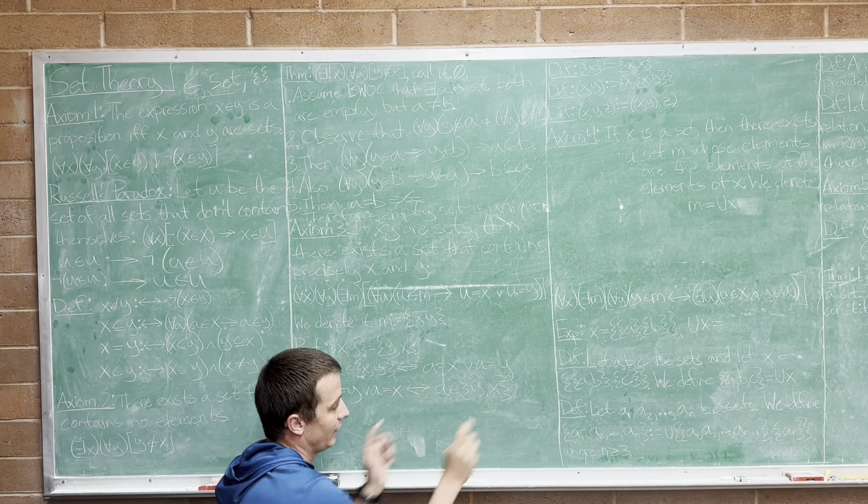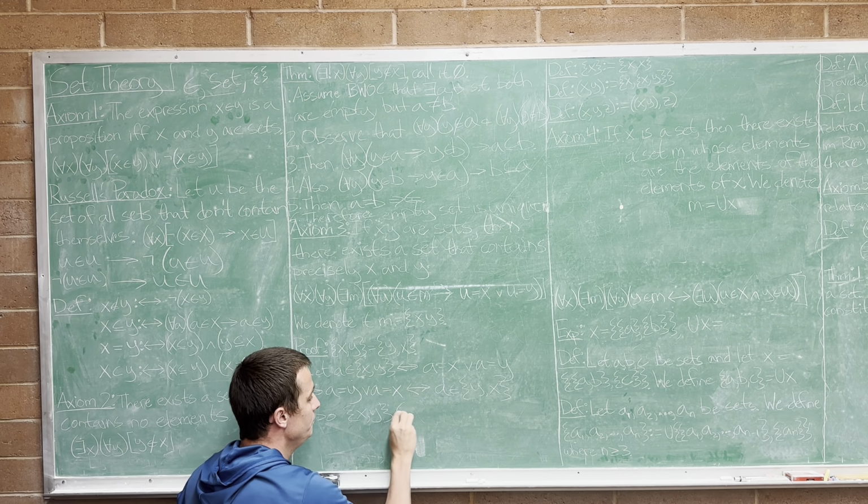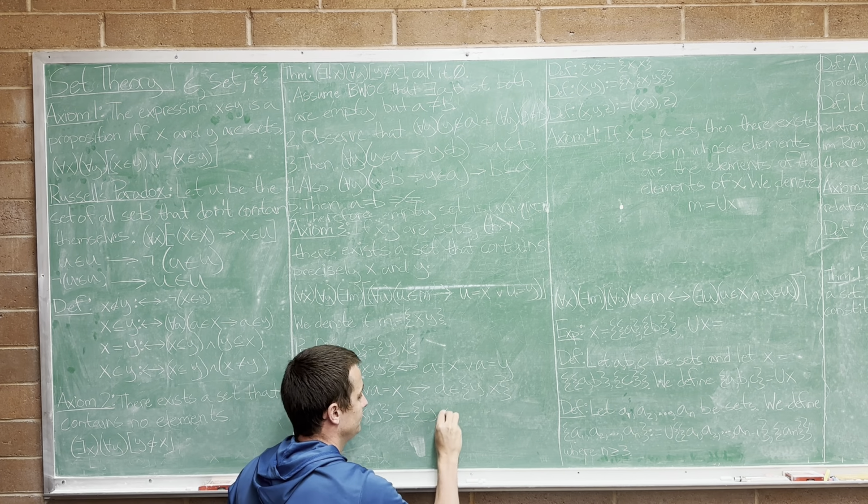So I showed if A is in this set, then it's in this set, and I showed if A is in this set, then it's in this set. So I know that this set is a subset of this set. That's going the forward direction. So I know x comma y is a subset of y comma x. And I know that y comma x is a subset of x comma y, which gives me that x comma y is equal to y comma x. Square box.